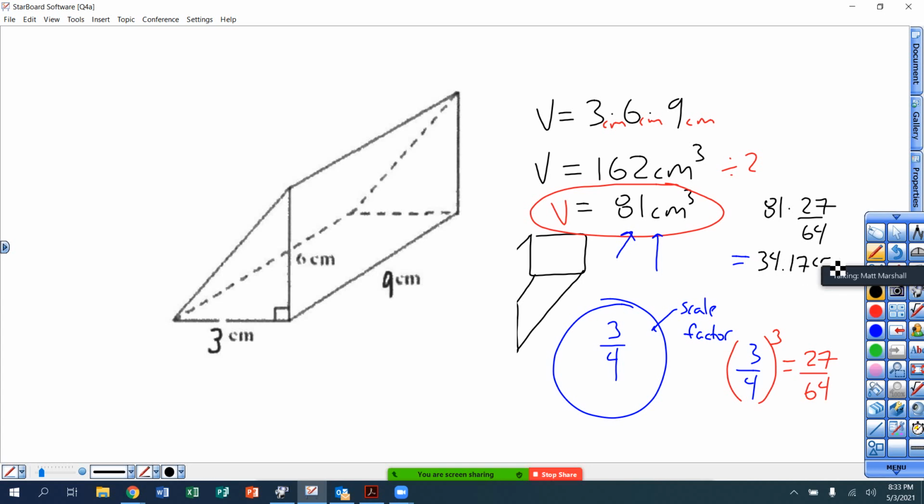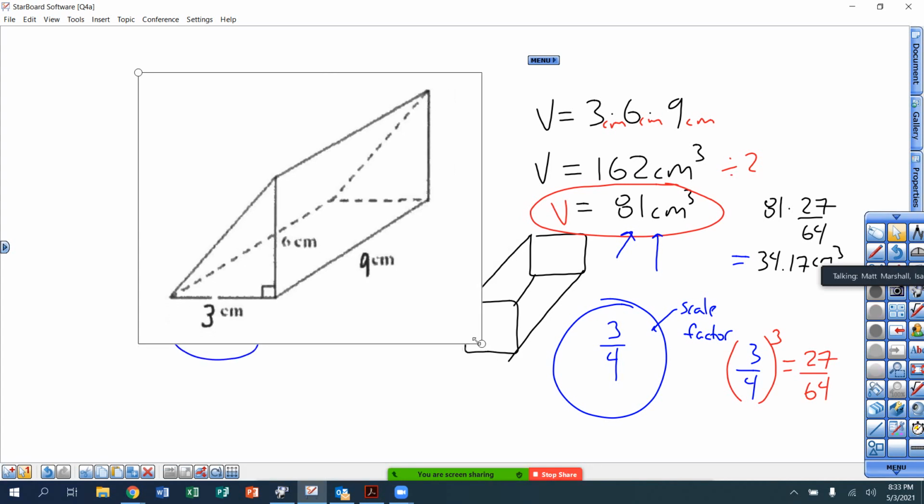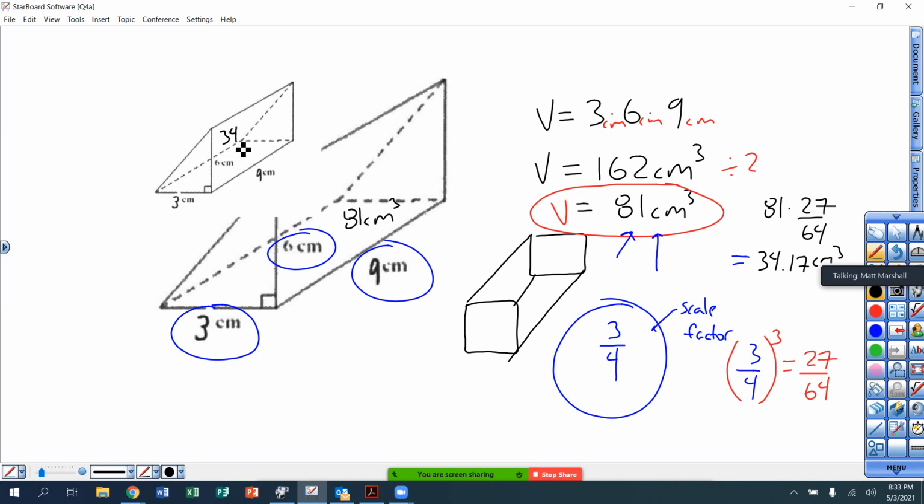34.17. And that means if I took that original prism and I shrunk it down, like, do you see this picture here? It's like I'm shrinking it down just like that. So it used to be a big area of 81, but because I'm shrinking it down proportionally with volume, it shrinks down to 34 centimeters cubed for the volume.